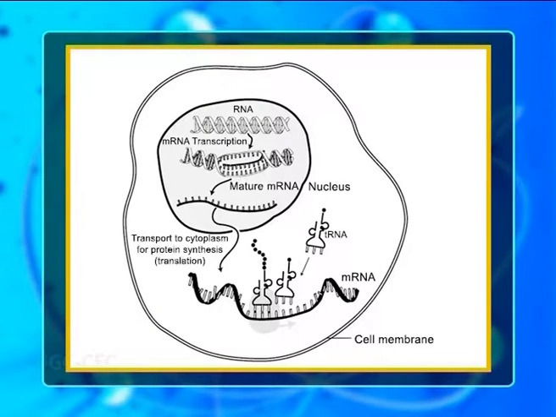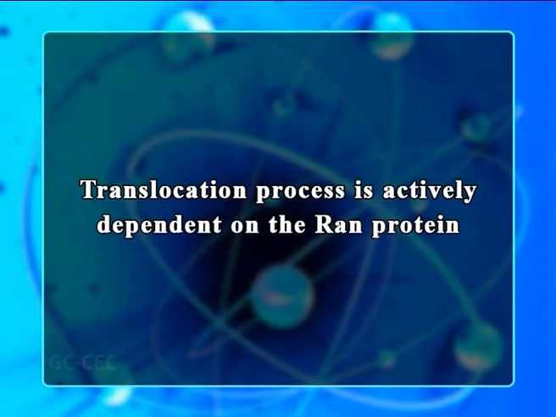bind to their cargo. A specialized mRNA exporter protein moves mature mRNA to the cytoplasm after post-transcriptional modification is complete. This translocation process is actively dependent on RAN protein, although the specific mechanism is not yet well understood. Some particularly commonly transcribed genes are physically located near nuclear pores to facilitate the translocation process.